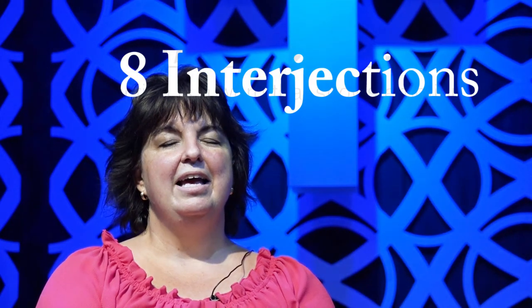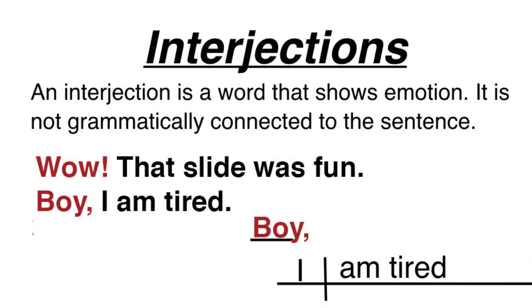And last but not least is number 8, interjections. Interjection is a word that shows emotion. It is not grammatically connected to the sentence. Wow, that slide was fun. Boy, am I tired. And they're all diagrammed all alone at the top of the diagram, as you see here on the slide.